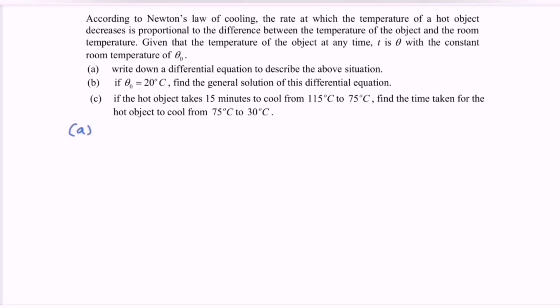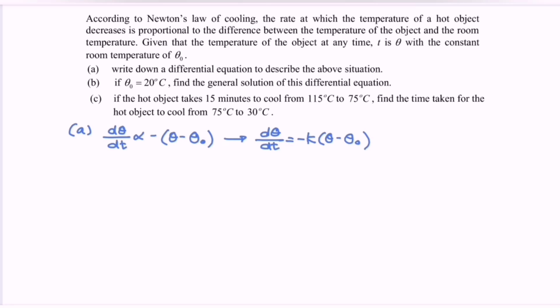For A, we have d theta dt directly proportional to negative, because of decreasing, theta minus theta naught. So that is the answer for A. If we write down the differential equation, we have d theta dt equals negative k multiplied with theta minus theta naught.